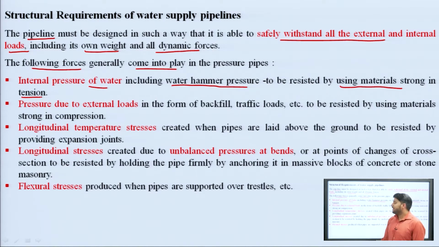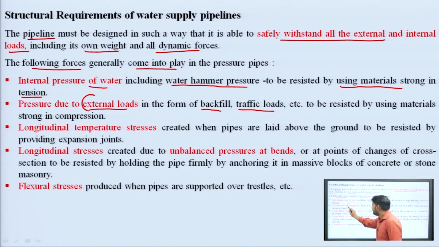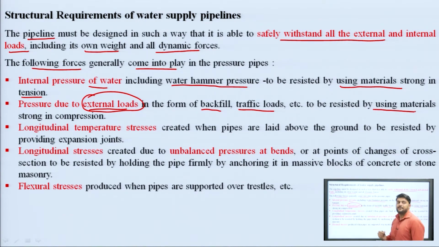Next one is pressure due to external loads. Pressure due to external loads includes backfill, means the external loads can be in the form of backfill or in the form of traffic loads, and this type of pressure is again resisted by the pipe material, and that pipe material should be strong in compression. In case of water hammer pressure, the pipe should be strong in tension, while in case of external loads the pipe should be strong in compression.